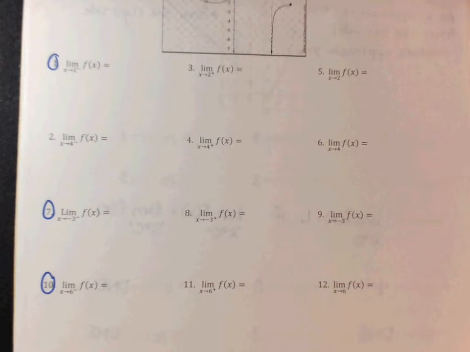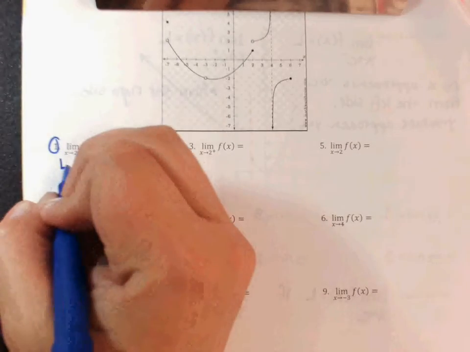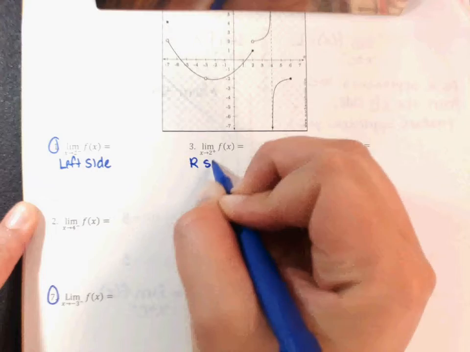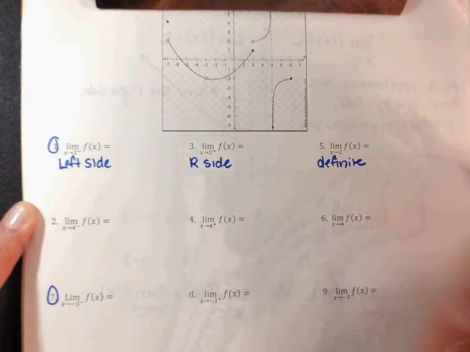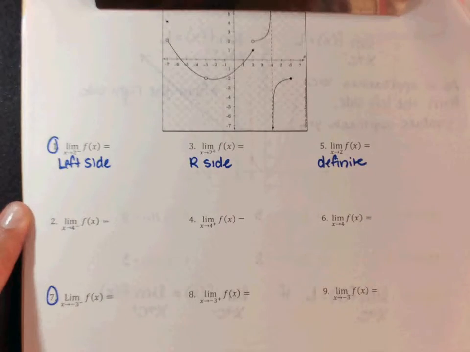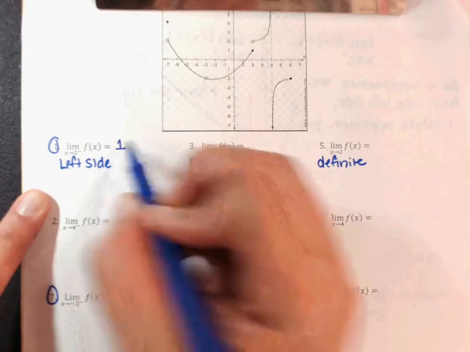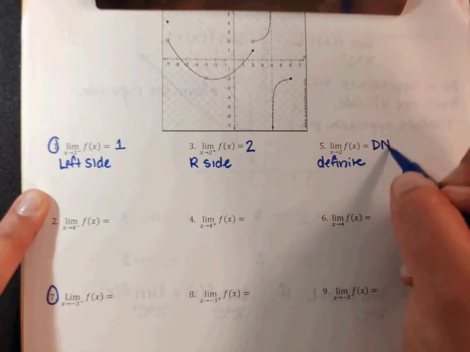So two from the left. In case you didn't notice the pattern on these first rows, this is the left side only, this is the right side only, and this is definite, which means that they have to match, yeah? So for my first one, two from the left, what are we approaching? One. What about from the right? Two. So what's the limit? Does not exist. Okay, good.